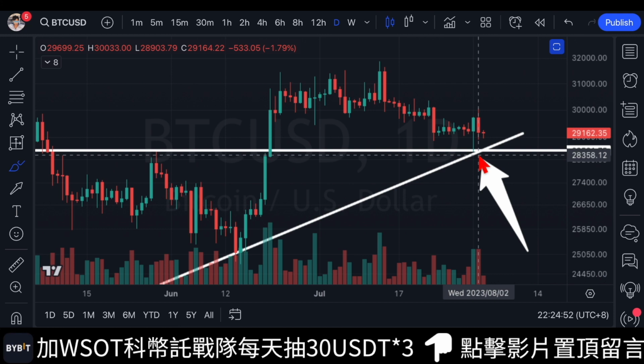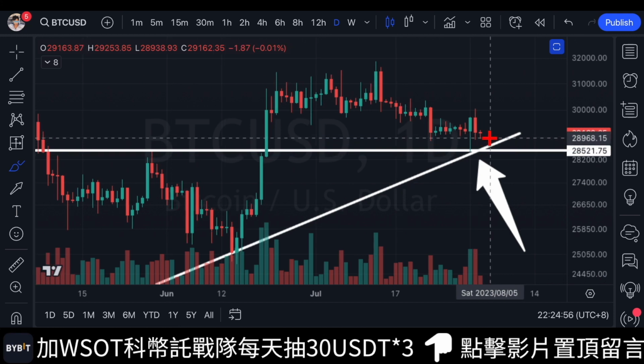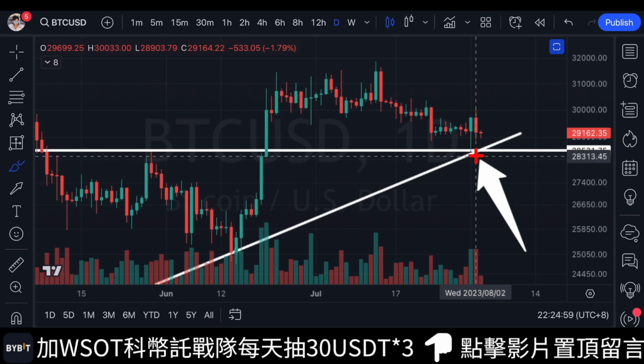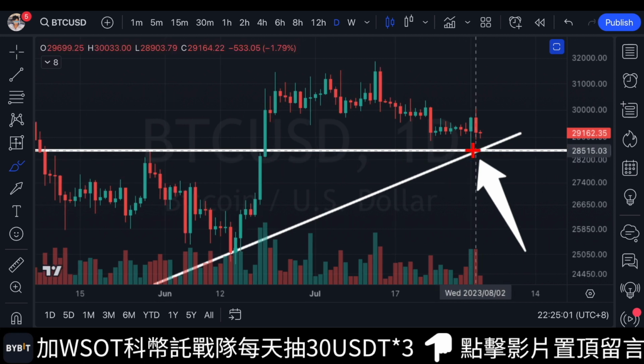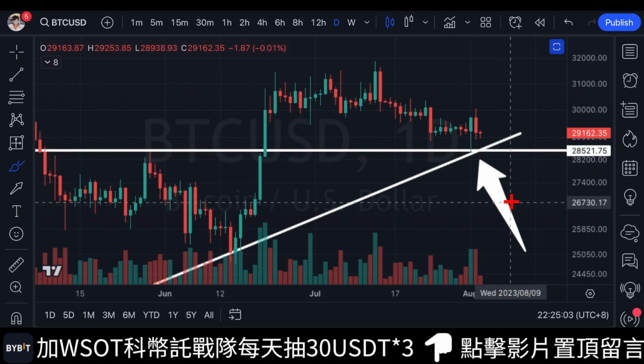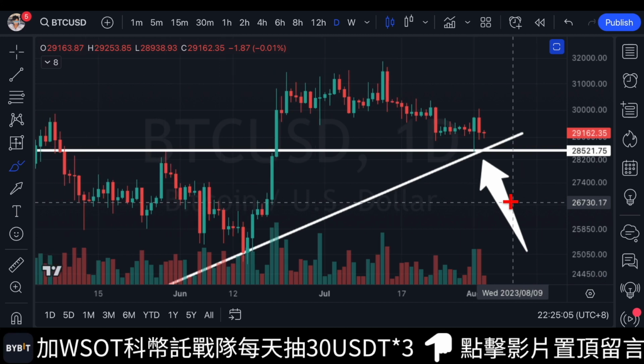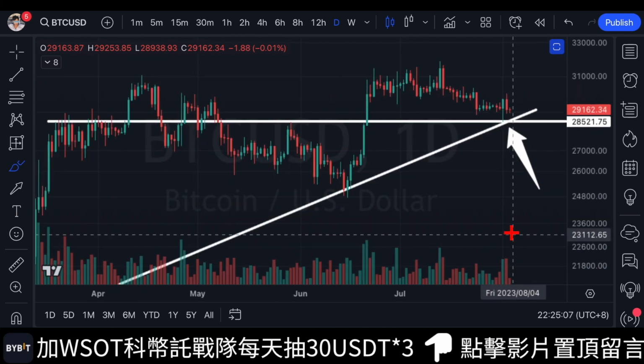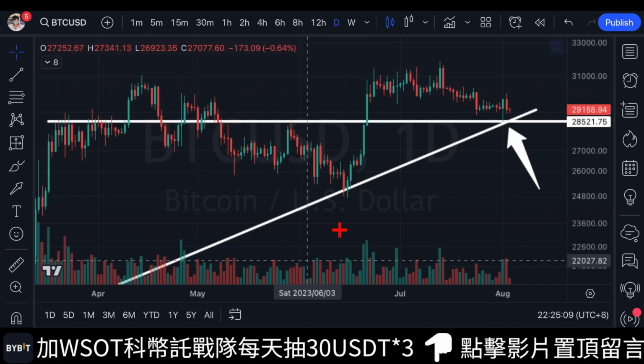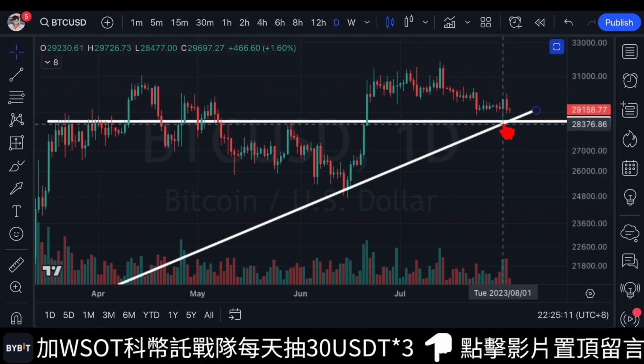Because you look at this place. If it can come back again, then we are equal to existing in a relatively short period of time. We have touched this more important support continuously. That means the support might not work as well as we thought. So everyone still has to be careful.